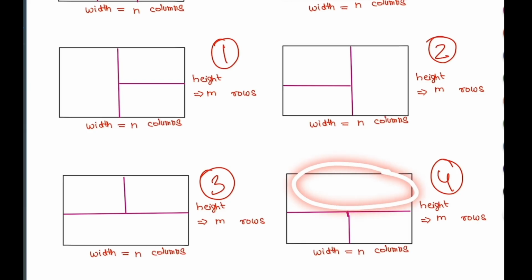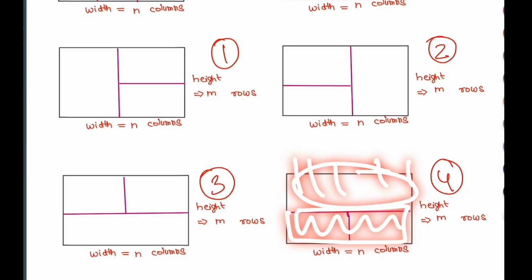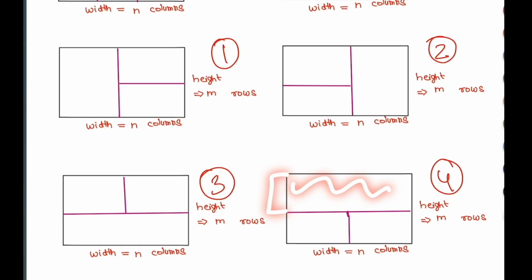In this, the first rectangle is covering all the columns, and the other 2 rectangles are now covering all the columns. And the first rectangle is going to cover some part of the rows, and the other 2 rectangles are going to cover other part of the rows, right?